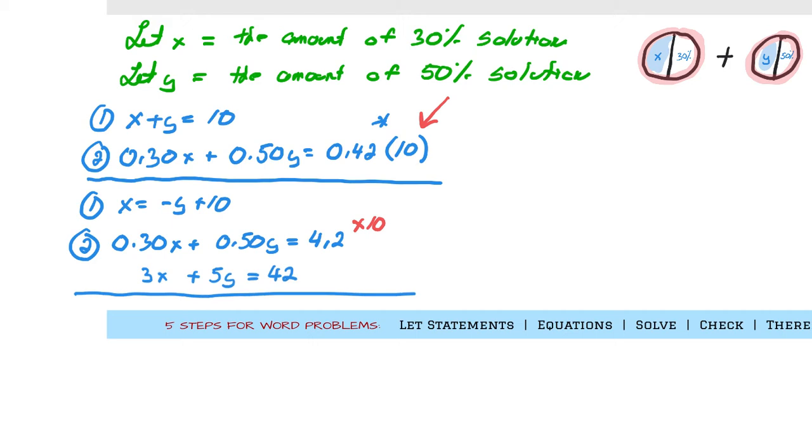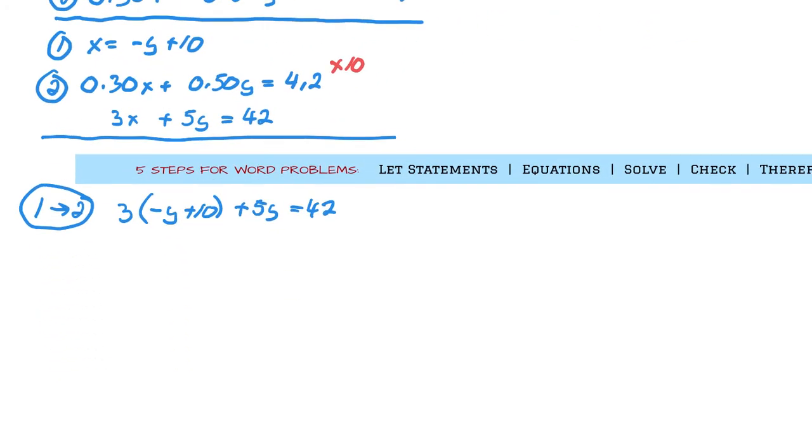Okay, I'm going to take equation number 1 and place it into equation number 2. So that becomes 3. Instead of x, I'm writing negative y plus 10. Carrying on with my equation, and that equals 42. Again, expand, and I'm going to simplify. Negative 3y plus 30 plus 5y equals 42. Collect like terms.